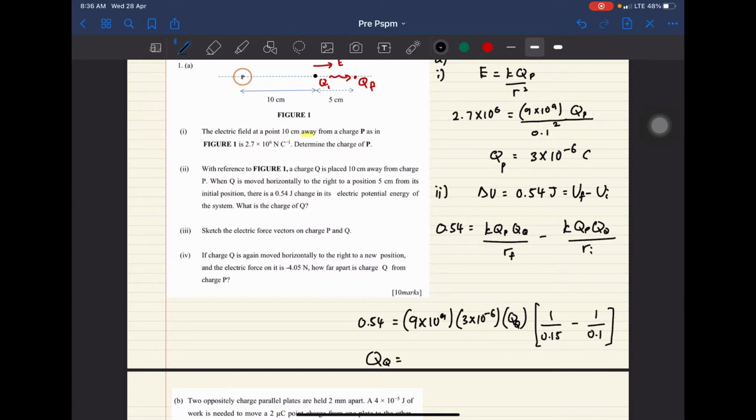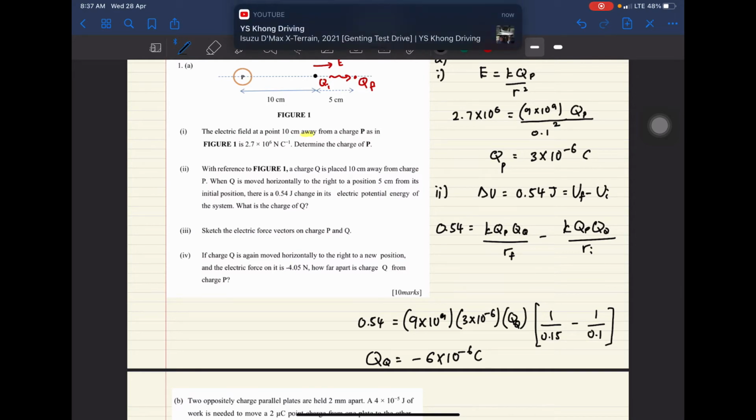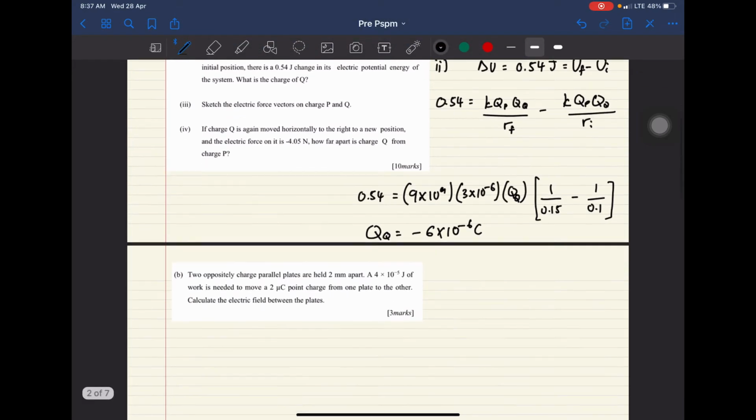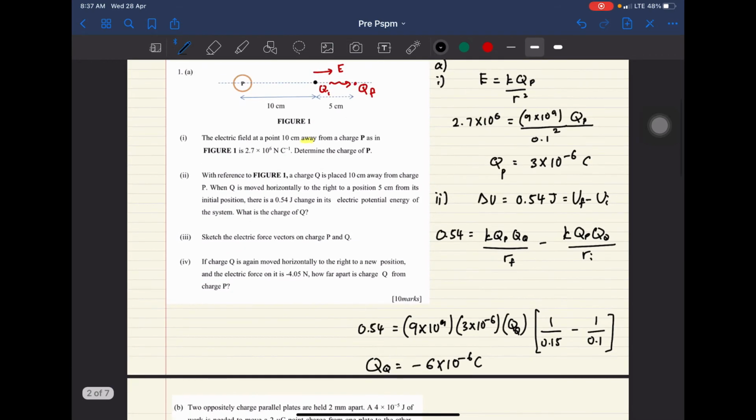So for me, I would solve the one in the bracket first. So I got here negative 6 times 10 negative 6 coulomb. The negative means that the charge is a negatively charged particle. Just leave it like that, just leave it negative.